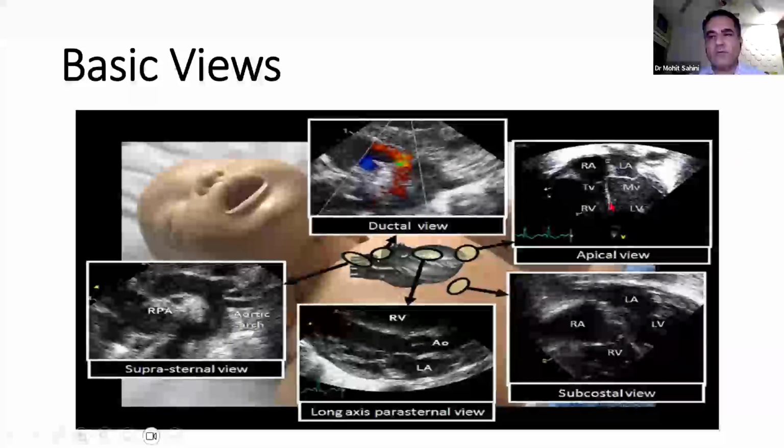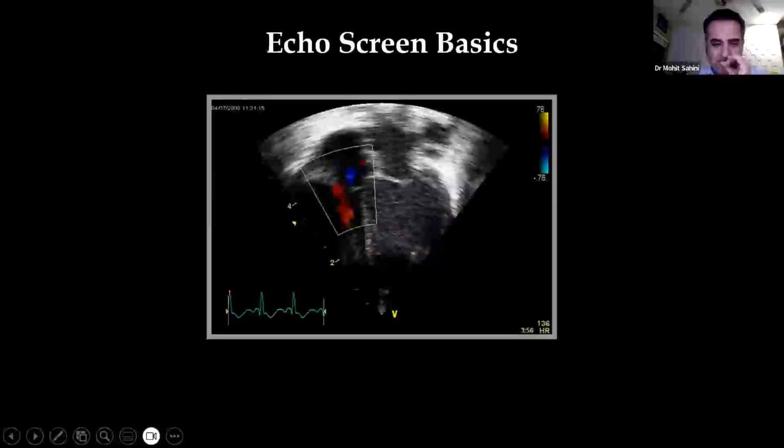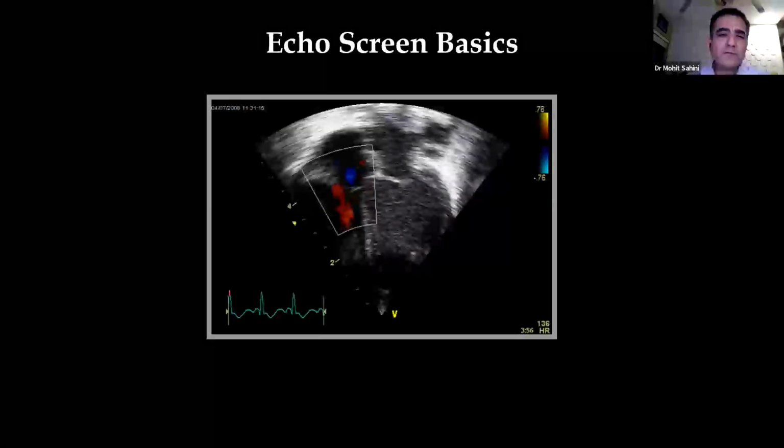I've just told you that various machines will have different buttons, but we should not get confused with that. Before we go to the various windows through which we see the structures of the heart, we should make ourselves well aware of the basic echo machine screen. That is very important. In echo we use a phased array or sector probe, and this is how the sector probe will look on the screen, because it is like a sector.